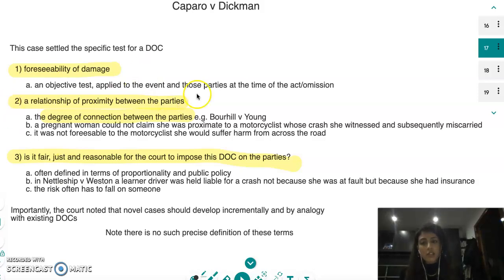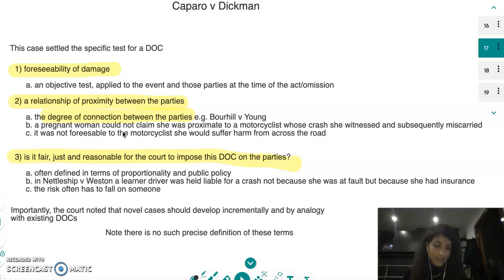The second thing, which is what Lord Wilberforce started to talk about in Anns and Merton, is a relationship or proximity between the parties. We can generally define proximity as a degree of connection between the parties. So is there something linking them that would mean there is a relationship that could give rise to a duty of care? And Bourhill and Young is a very good example of this.